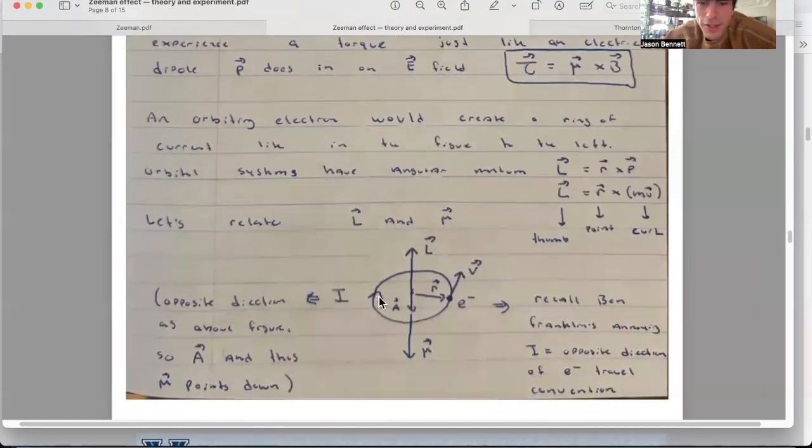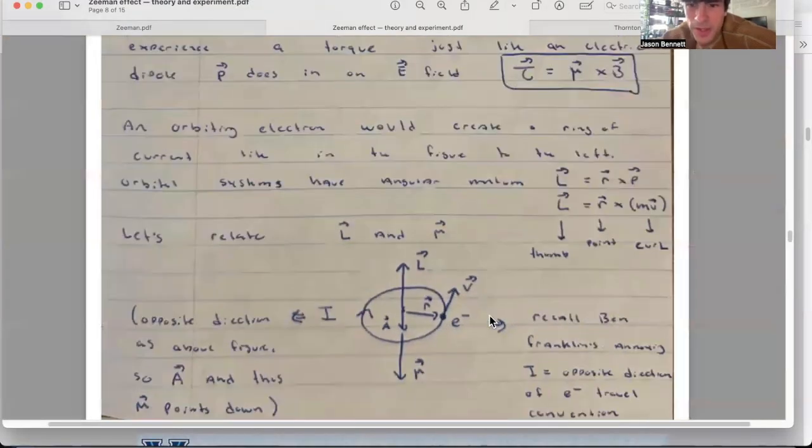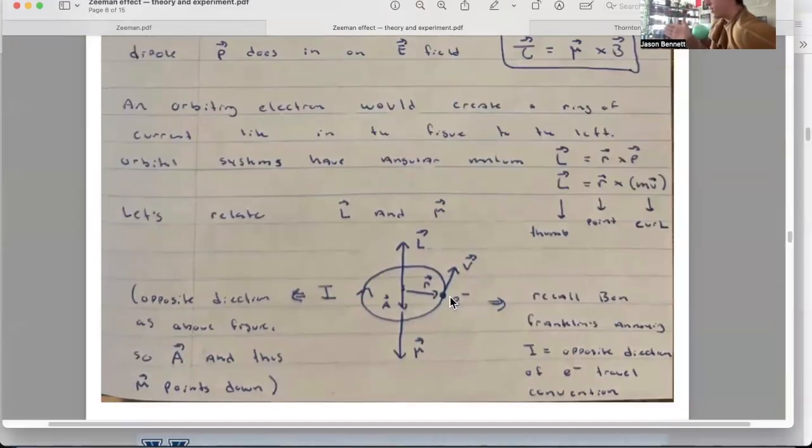So what does that mean? That means the current is going in the opposite direction, right? Ben Franklin had that annoying convention to say that current goes in the opposite direction to where electrons actually travel. To be fair, he didn't know electrons existed at that point, but it's just annoying that we haven't switched it hundreds of years later. So we've got an electron orbiting. If we're staring down at it, it would be counterclockwise. We've got a linear velocity pointing straight away from that. Should have made it a little more at a right angle. So we've got r pointing out, v pointing in, L going up.